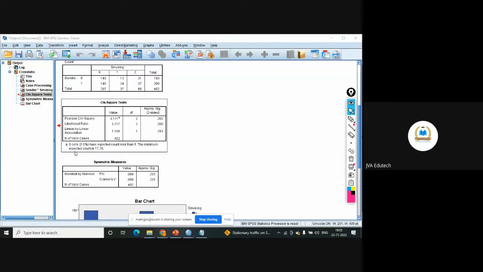That's why it is written here: 0 cells have expected count less than 5. What goes wrong with many people, which I have found, is that they don't care about what is written here. Most of the time it says that 2 cells, 3 cells, or this percentage of cells have expected count less than 5. That means that this chi-square result is wrong. Here it is 0 cells, and it is also showing the minimum expected count in each cell was found to be 17.76, which is more than five.